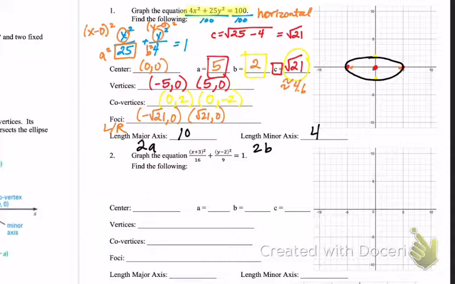Alright, so for number 2, it is already in standard form because it equals 1, so that's nice. I don't have to do anything. My bigger number is again underneath my X, so 16 is under the X, so that means that it will be horizontal. So the major axis will be on the X-axis. And it wants me to find the following. So the center will no longer be at 0, 0. It's at H, K. So my H is going to be attached to my X. My K is attached to my Y. I change the sign. So negative 3, positive 2.